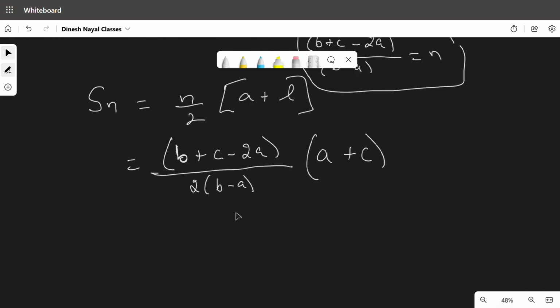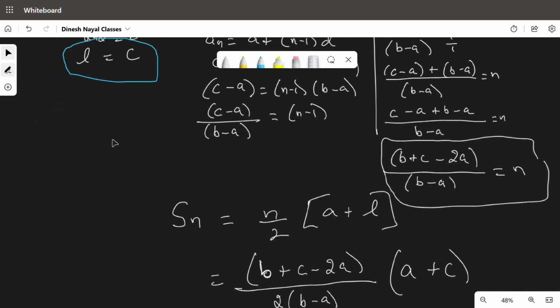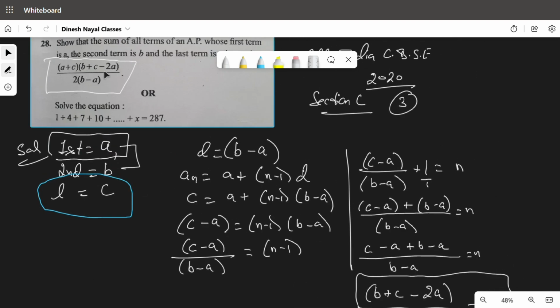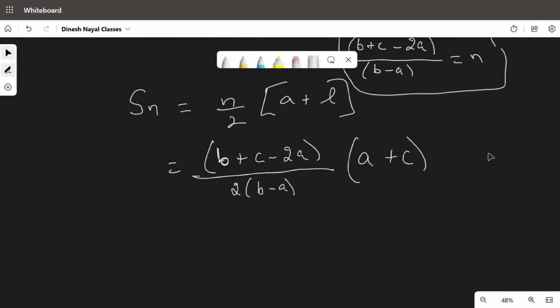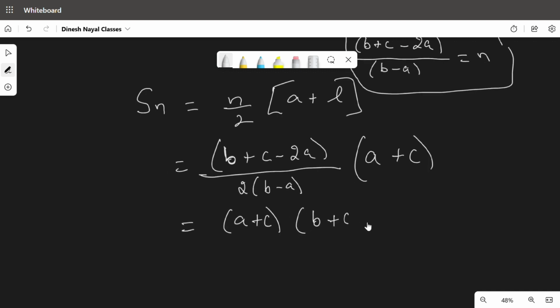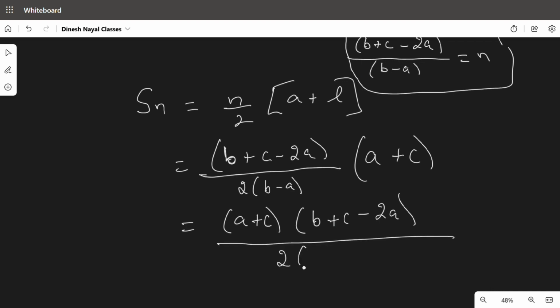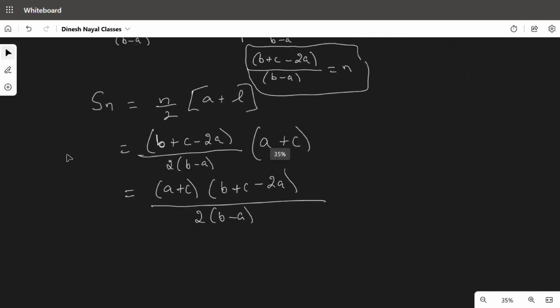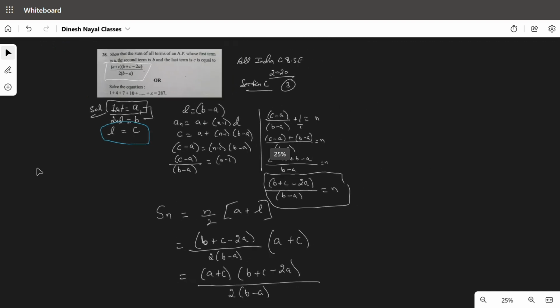So I think we have solved the equation only. Yeah, because we have to show this, no? A plus C, B plus C minus 2A upon twice of B minus A. So what you can do is write A plus C first, because in a product, multiplication is commutative, so if you write A plus C first, that will not make any change. A plus C, B plus C minus 2A upon twice of B minus A. So this is what we have to prove. So you can check the whole working.